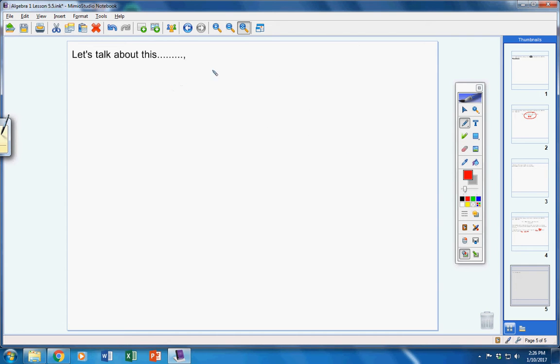Please copy this in your notes. If I told you a line passes through this point here, and has this slope right here, I want you to write a linear equation in the point slope form. Alright? So a line passes through this point. It has this slope. I want you to write a linear equation in the point slope form.